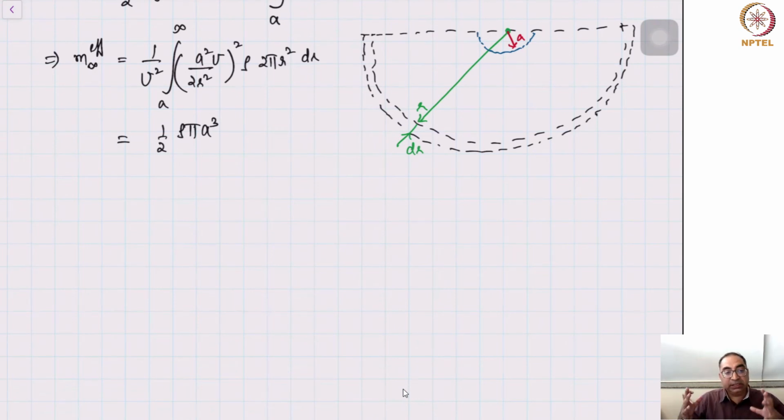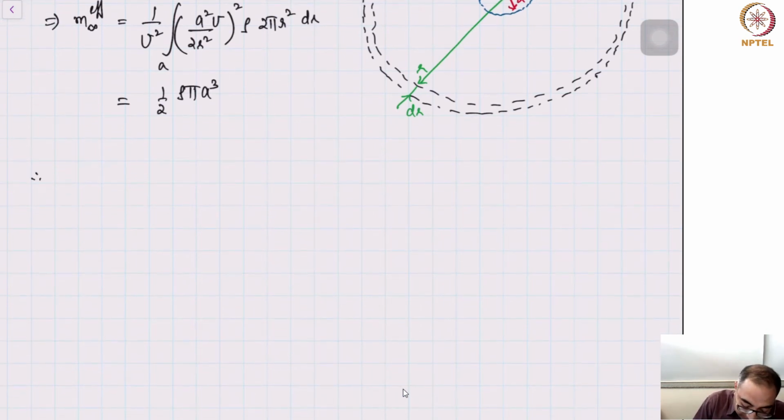Because even though I'm generating kinetic energy in the body of fluid below the capillary tube, the velocity that I'm giving is a decaying velocity field, and we are replacing this decaying velocity field with an effective mass. It's as if I'm taking a mass whose value is half rho pi a cube and giving it a velocity of u. In other words, the kinetic energy would be half rho pi a cube, that is m effective, times half m u square. That's the kinetic energy. Okay.